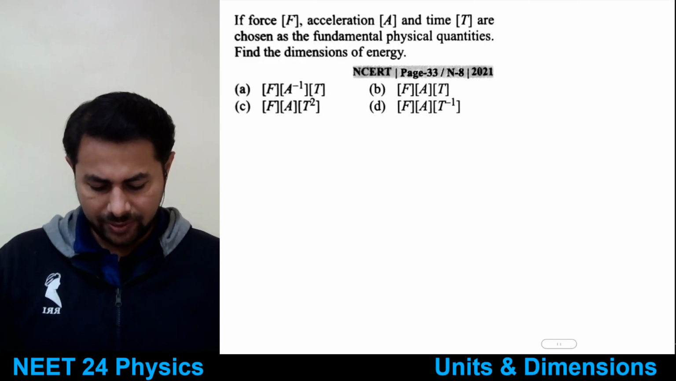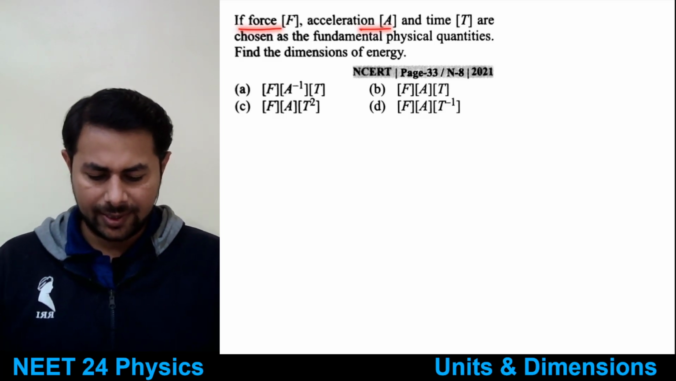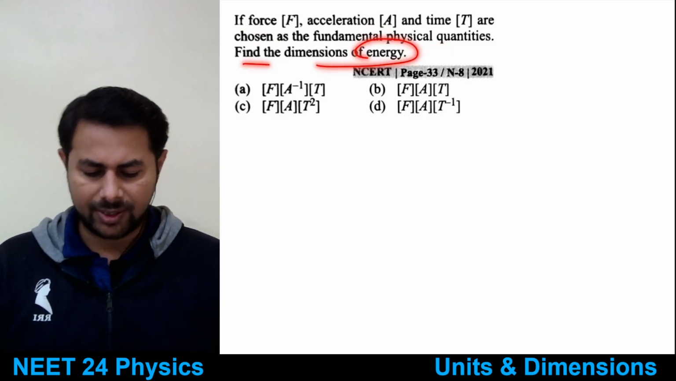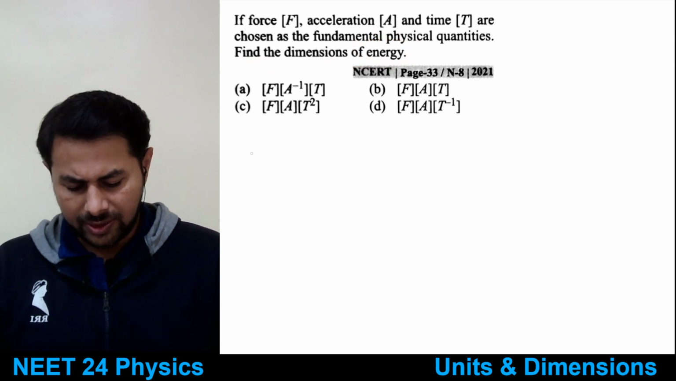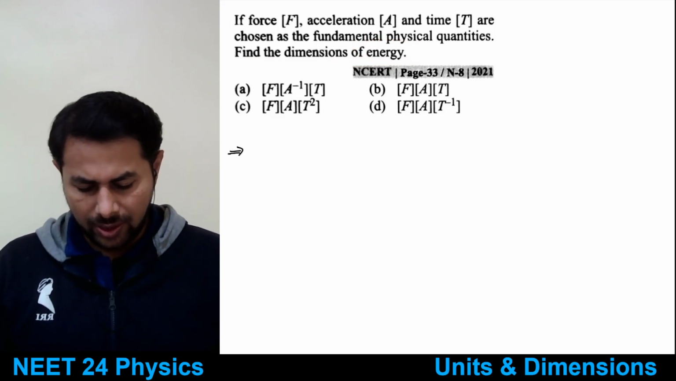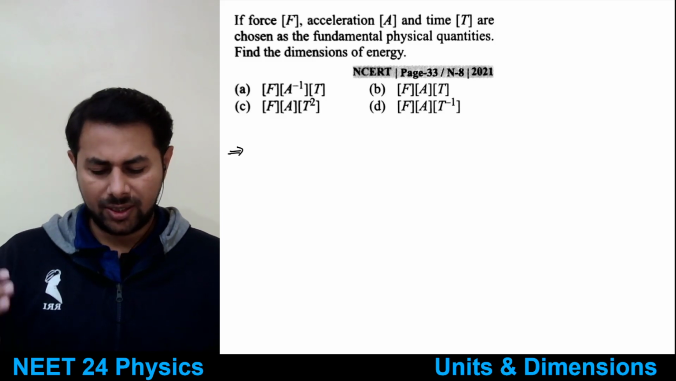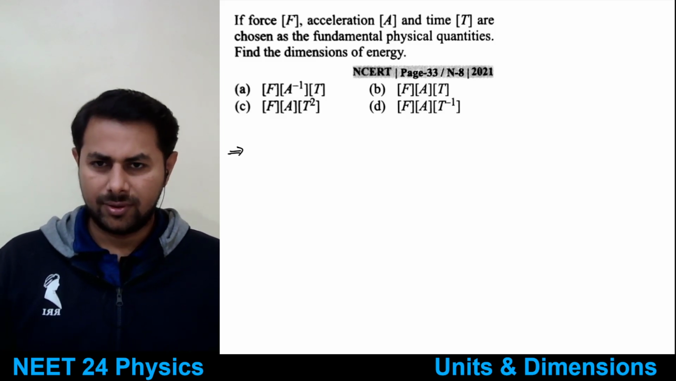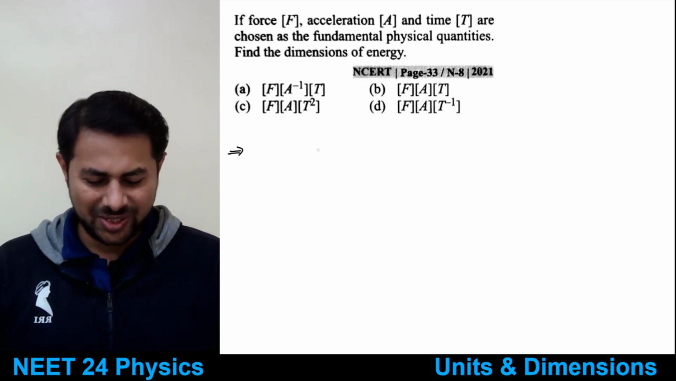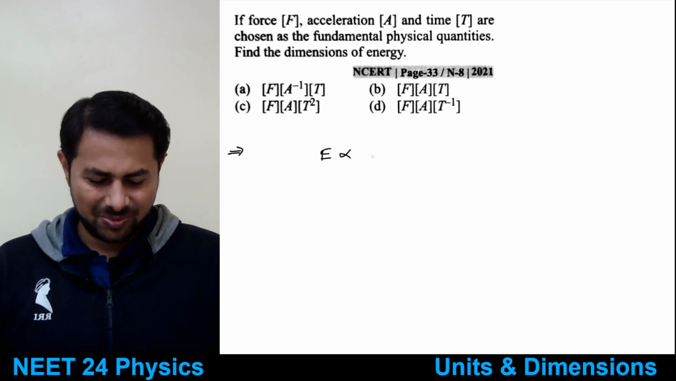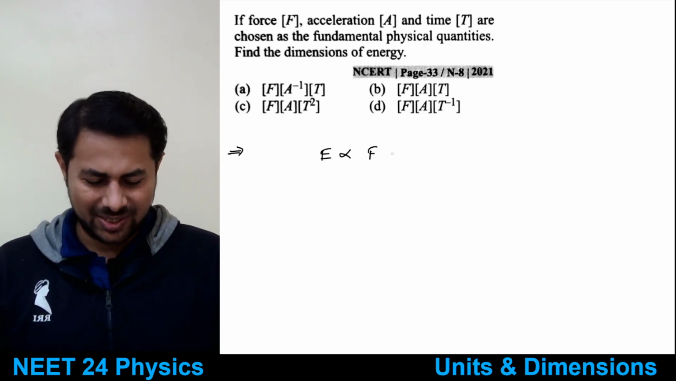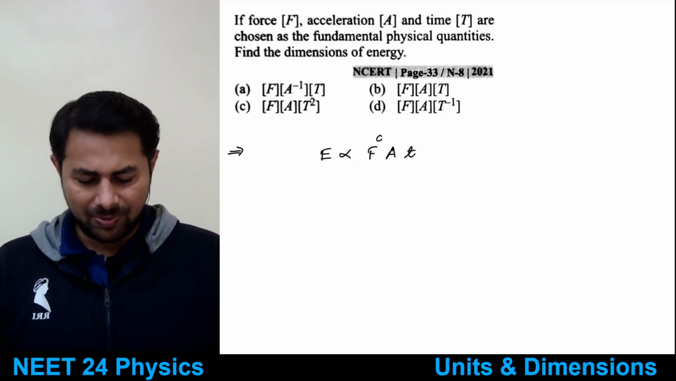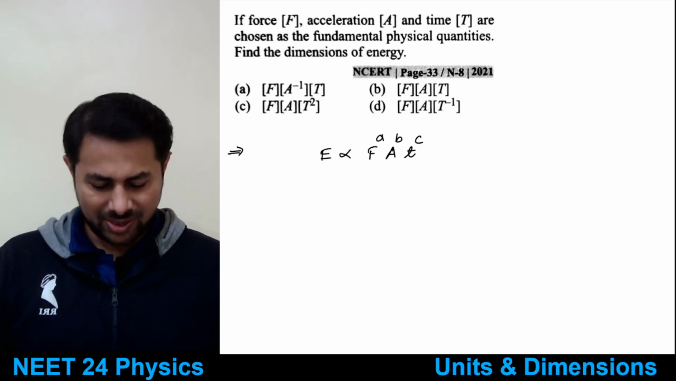Alright, then let's see the next one. If force, acceleration and time are chosen as fundamental physical quantities, find the dimensions of energy. This is the question. So once again, you have the formula connecting energy and force, right? Ideally, energy depends on force, it depends on acceleration, which they are writing as capital A, then time. So it is F to the power a, A to the power b, time to the power c, right?